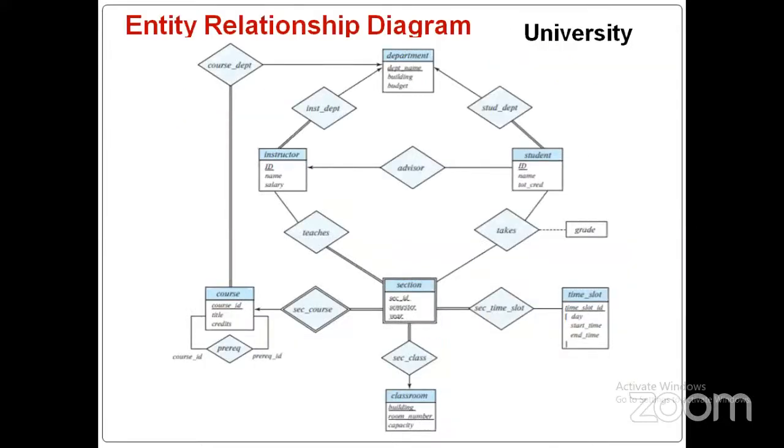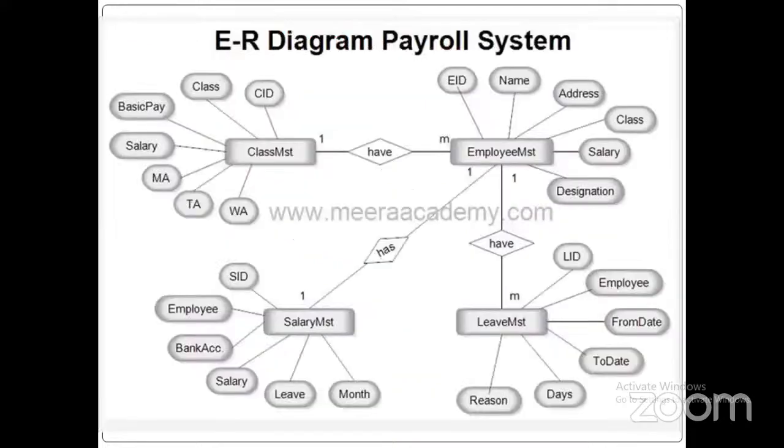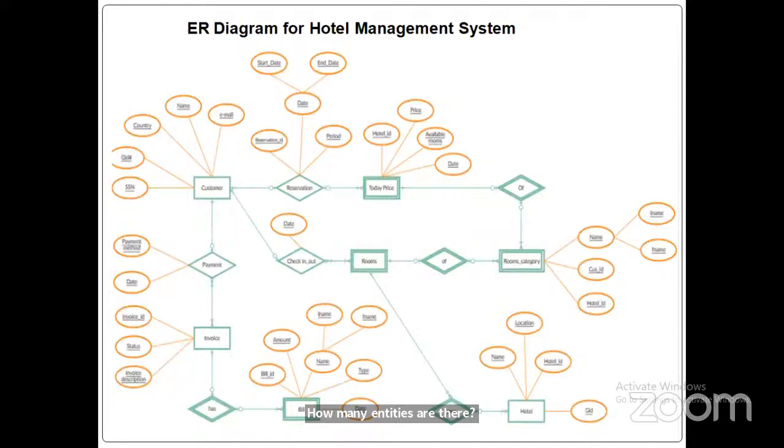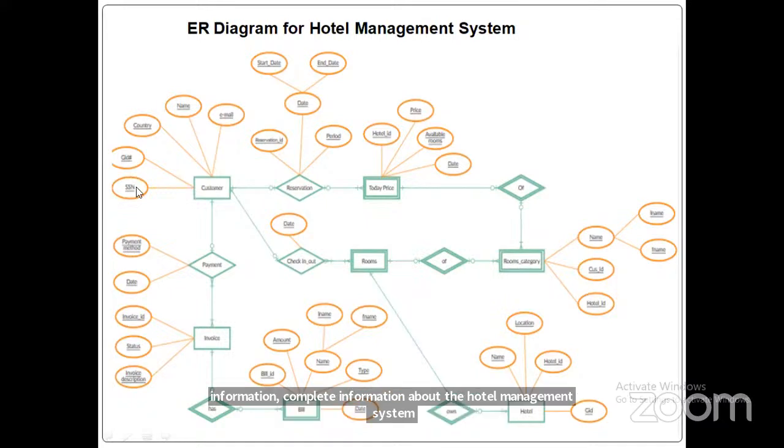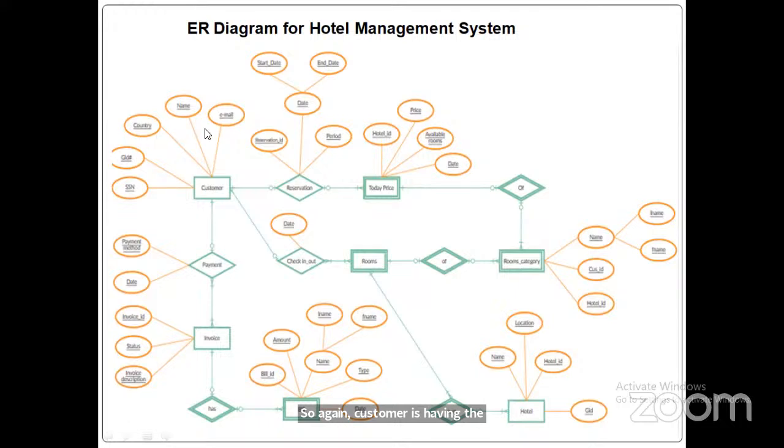How many entities are there? Take this example only, the ER diagram for a hotel management system. In it we have the entities customer, payment, invoice, bill, rooms, today's price, room category, hotel. So it holds complete information about the hotel management system. Customer has attributes like customer name, country, email, all those things.